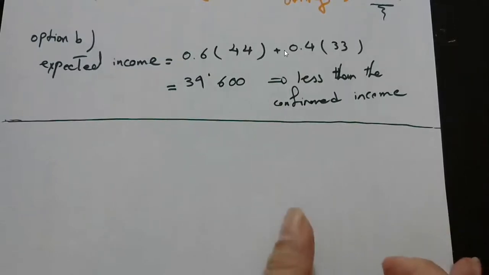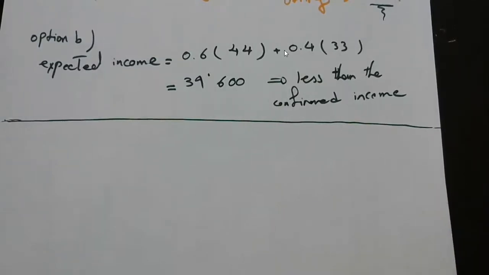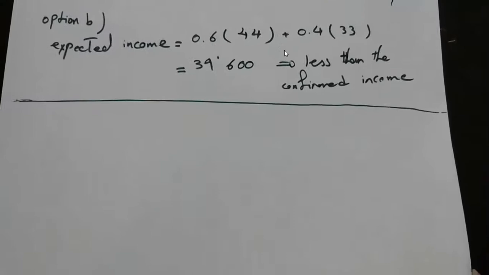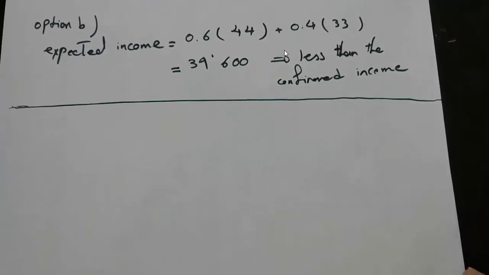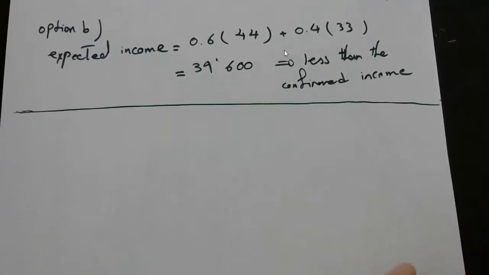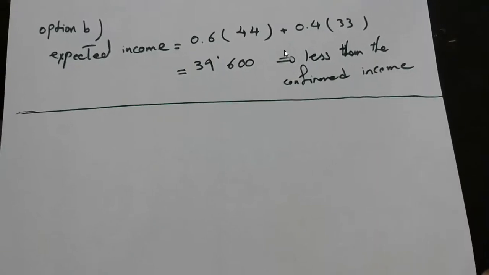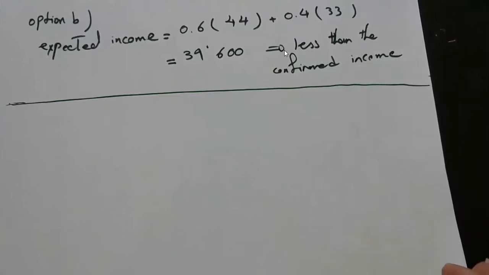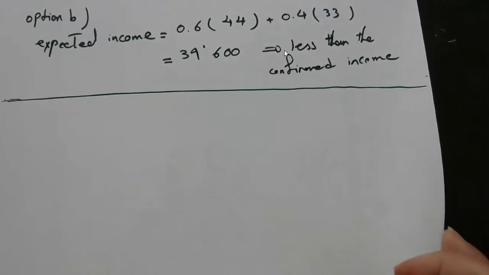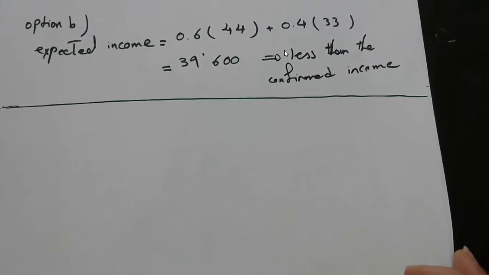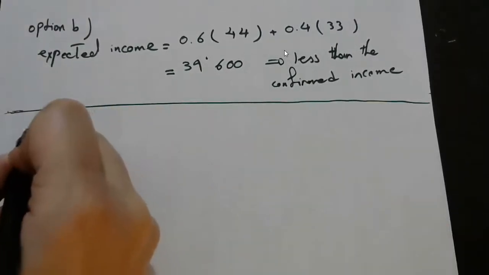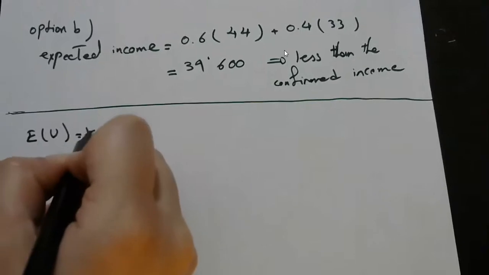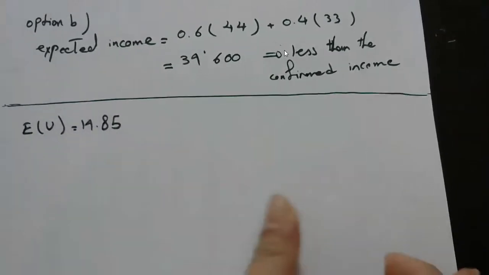We say that it is the amount between the expected income and the confirmed income, which makes the expected utility a confirmed utility. So now this person wants to take the job, right? So it means that he has taken the job. So if he has taken the job, how much is the expected utility? The expected utility is 19.85, we calculated before.